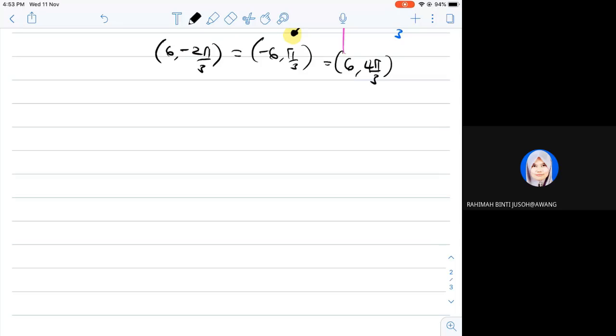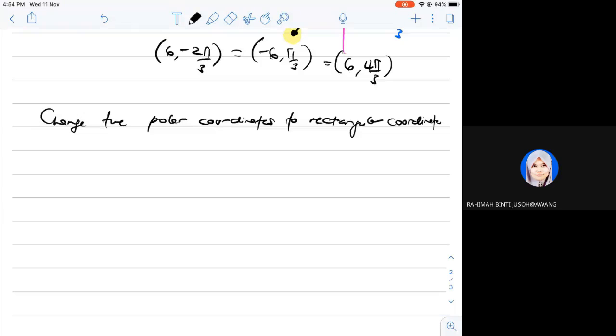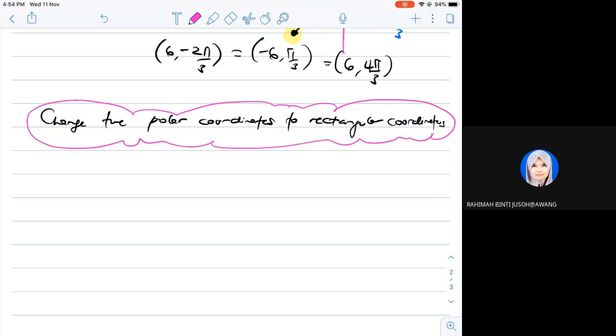So next, what we are going to learn is change polar coordinates to rectangular coordinates. We start with polar first. We have two formulas involved here. Before that, in this case, you are given r and theta, and you need to find the coordinate of x and y.